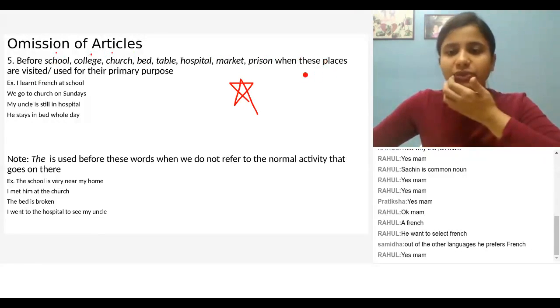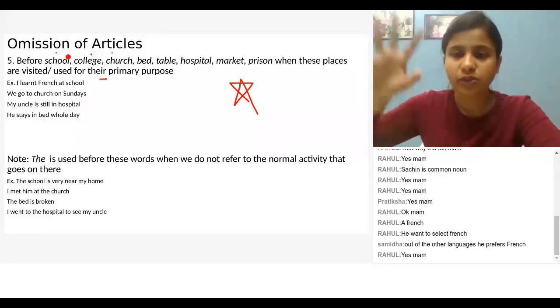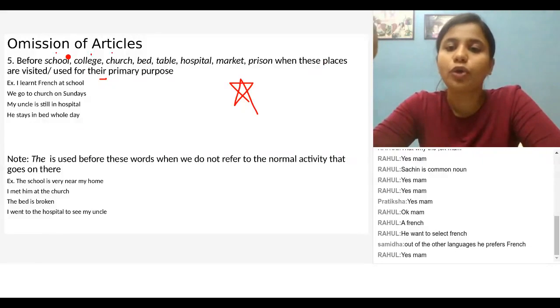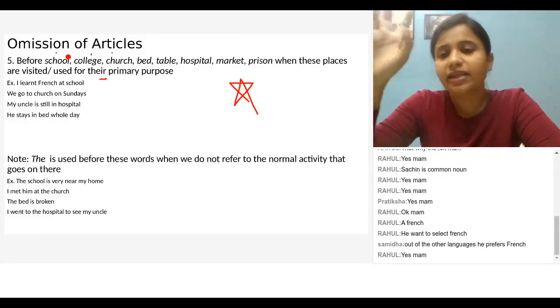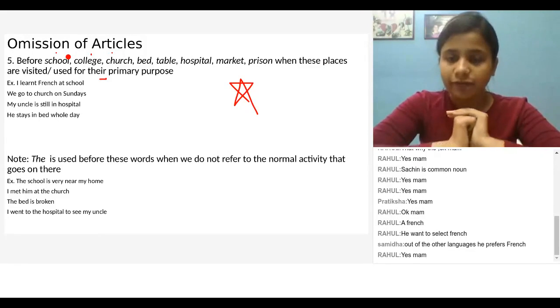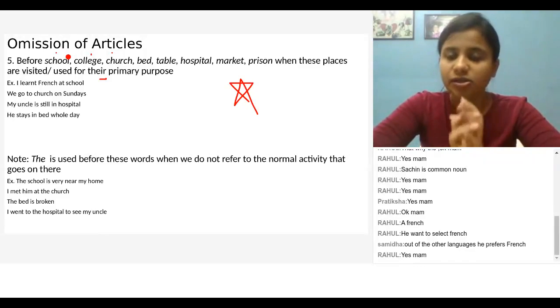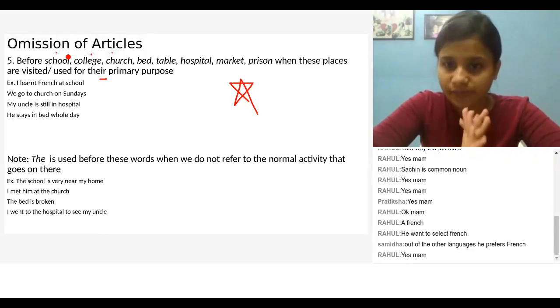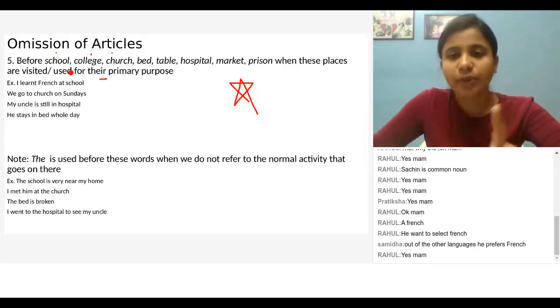Okay, so when these places are visited for the primary purpose, that if you go to a school and you are a student, or if you go to a hospital and you are either a doctor, a nurse, or a patient, then you say that you have visited these places for primary purpose. If you go to a church to pray, means you have visited it for its primary purpose, that is of praying. If you go to a market for shopping, means you have gone to that market for its primary purpose, that is shopping.